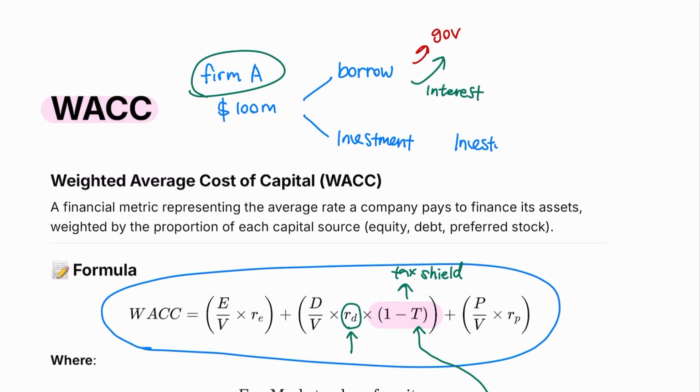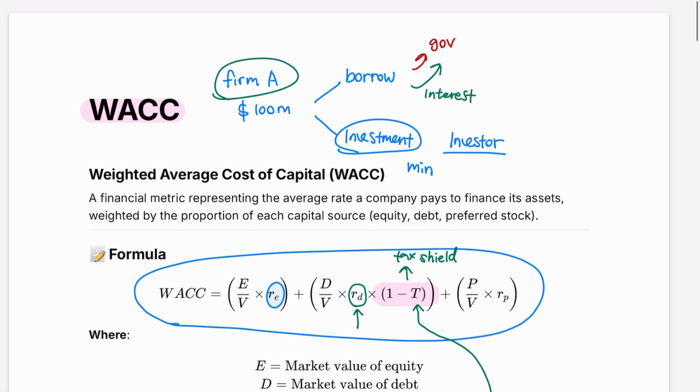Investors, when making an investment, usually look for a future return. So the minimum rate of return investors expect to get from this investment is called the cost of equity. As the equity side is not tax deductible, we don't need to multiply by 1 minus t.